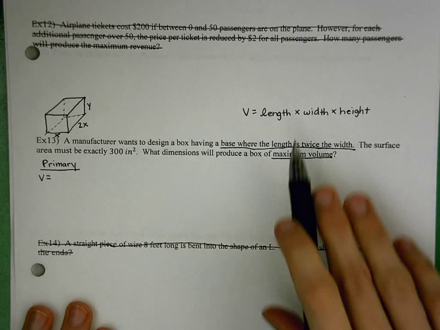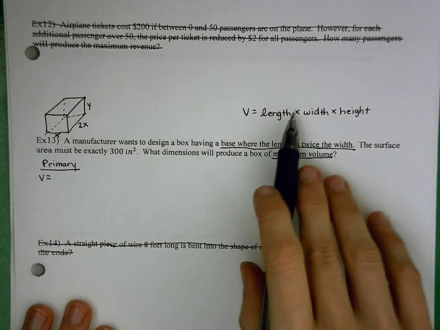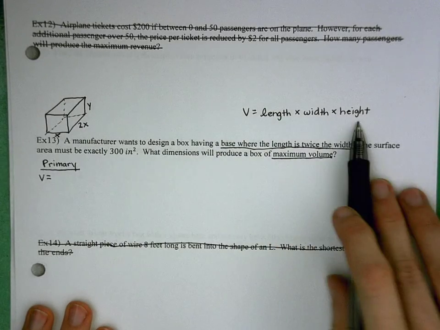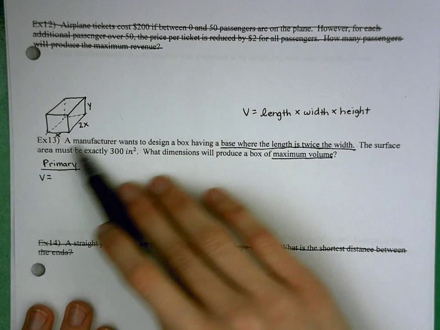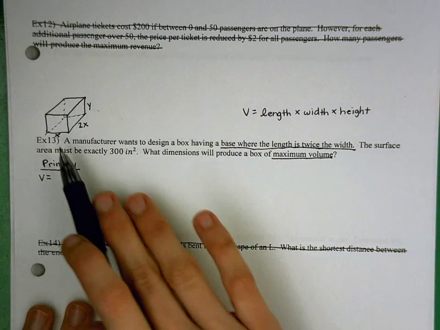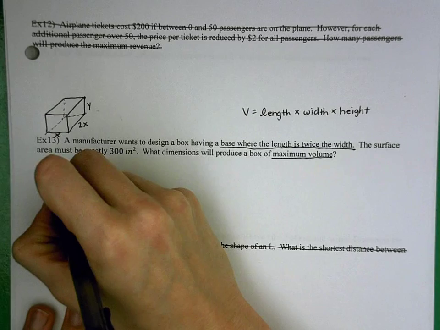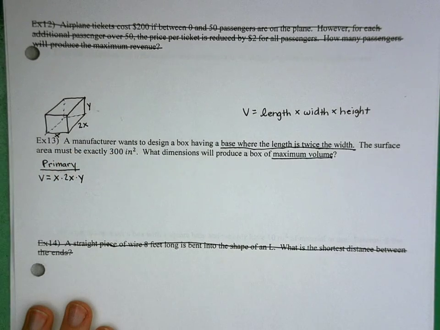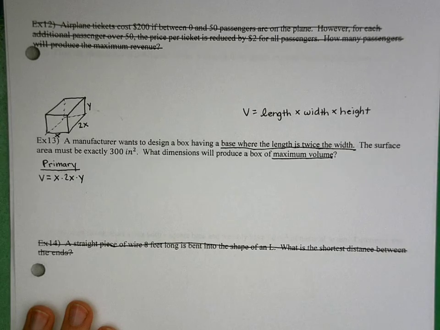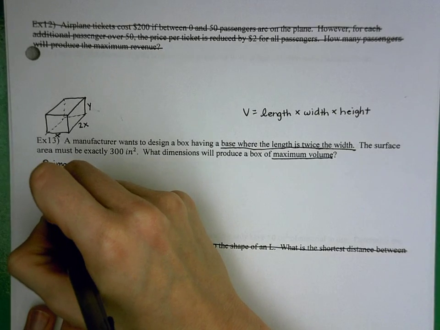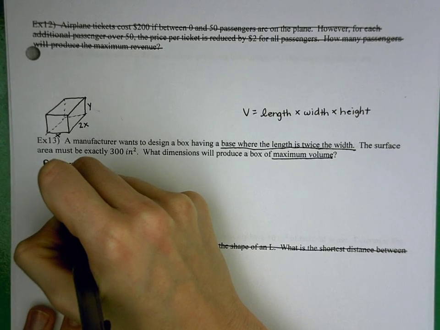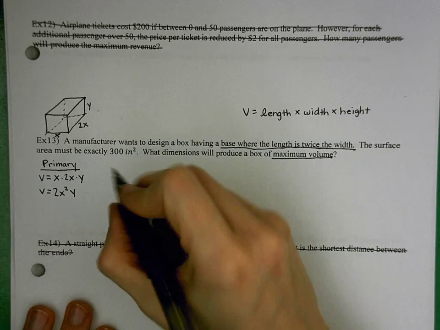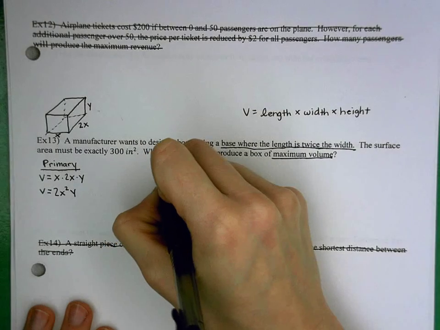Now I don't want to put L times W times H because that doesn't make sense for my picture. So I'm going to go ahead and use my volume equation, but I'm going to substitute in my variables. And so I'm going to call this x times 2x times y, which of course I can clean up a little bit and call this instead 2x squared y. Okay, there's my primary.